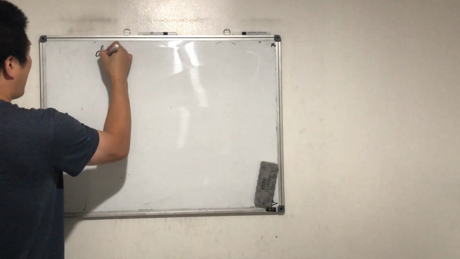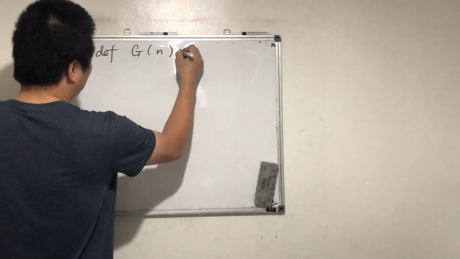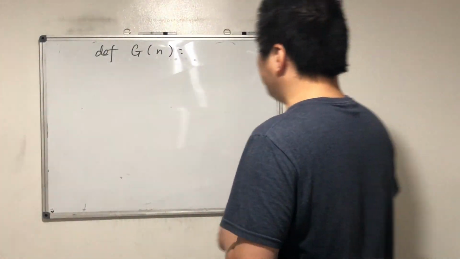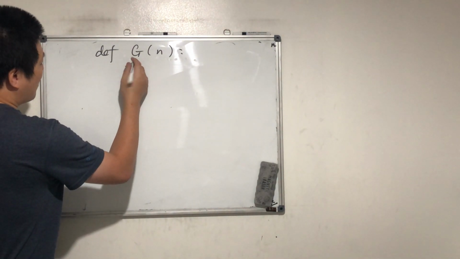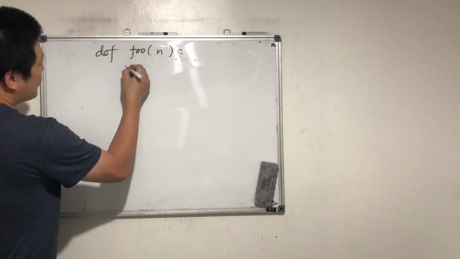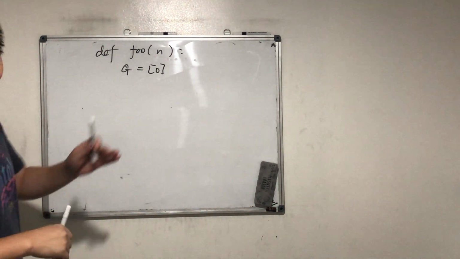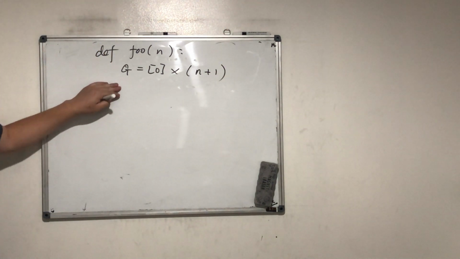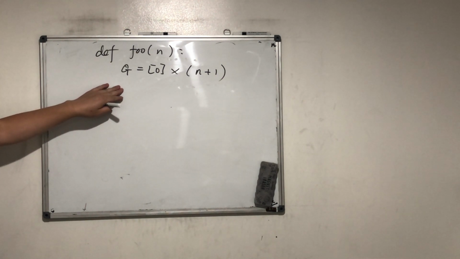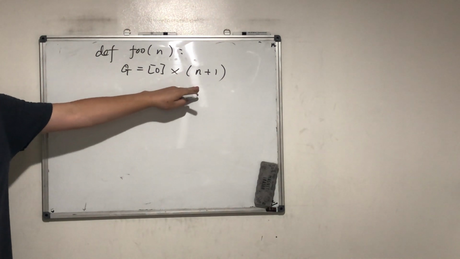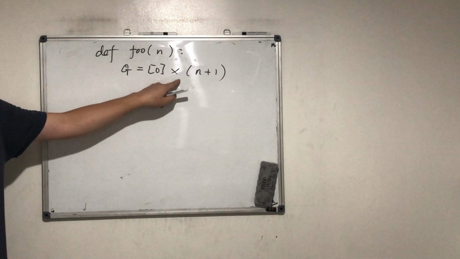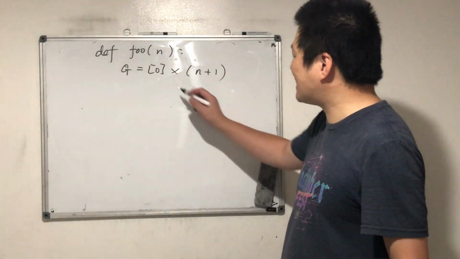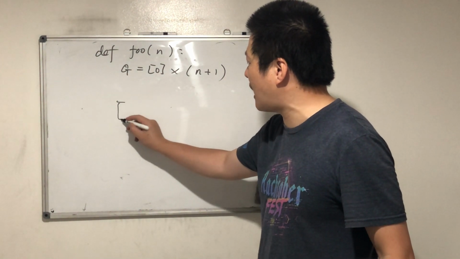Bottom up. Define, again, let's call it G n, okay? For the bottom up, we need to store the values in the list. Let's just call it something, okay? G equals 0 times n plus 1, right? What does this mean? It means the number 0 times n plus 1. Eric, what's this mean? It means that 0 times n plus 1 is 0. No. I talked about this before. Remember, this is a list of n plus 1 elements.